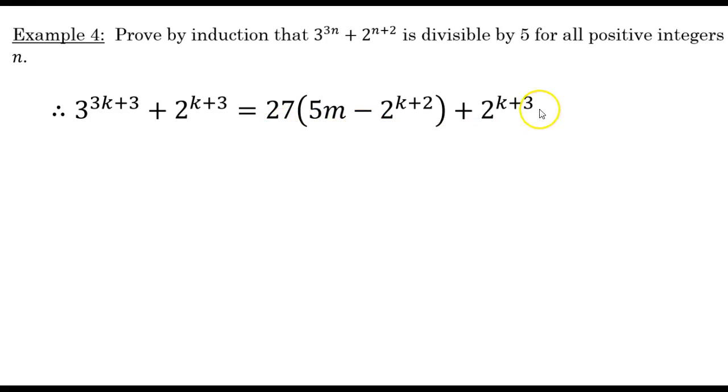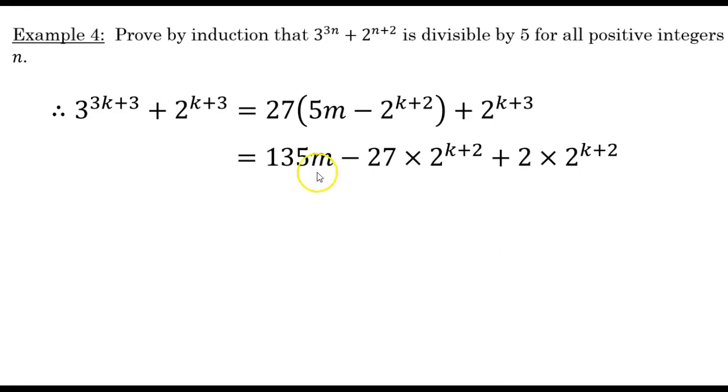From here, we're really trying to show that this is divisible by 5. It's looking a bit rough so far. 27 isn't divisible by 5. This term here doesn't particularly look to be divisible by 5, nor does this. So far, still a bit scrappy. What can we do? Well, I'm going to expand out a bit. 27 times 5m is 135m. Now, 27 times negative 2 to the k plus 2, plus 2 to the k plus 3.